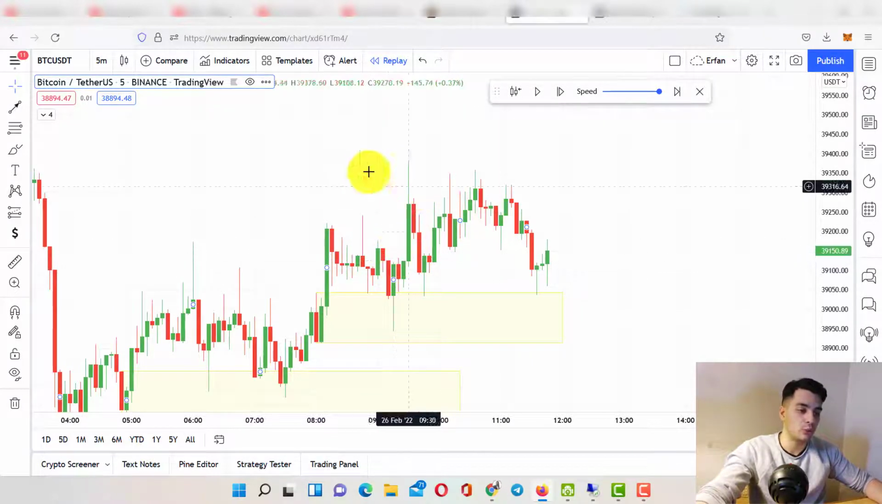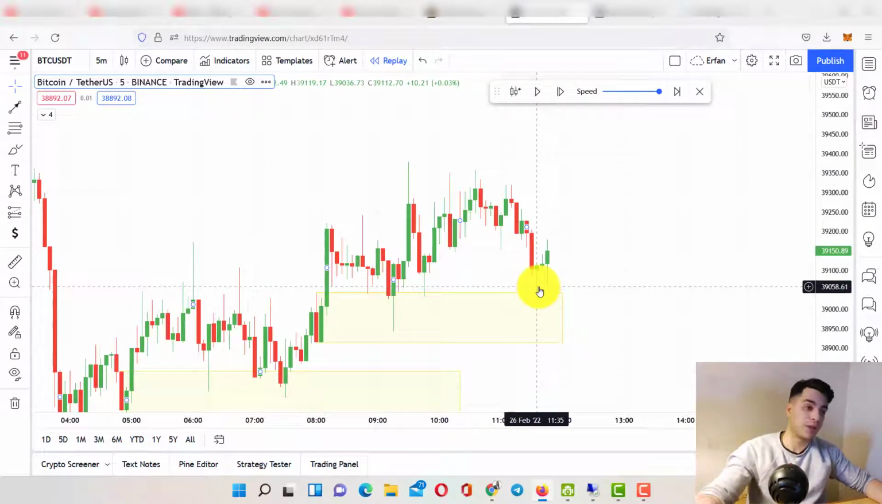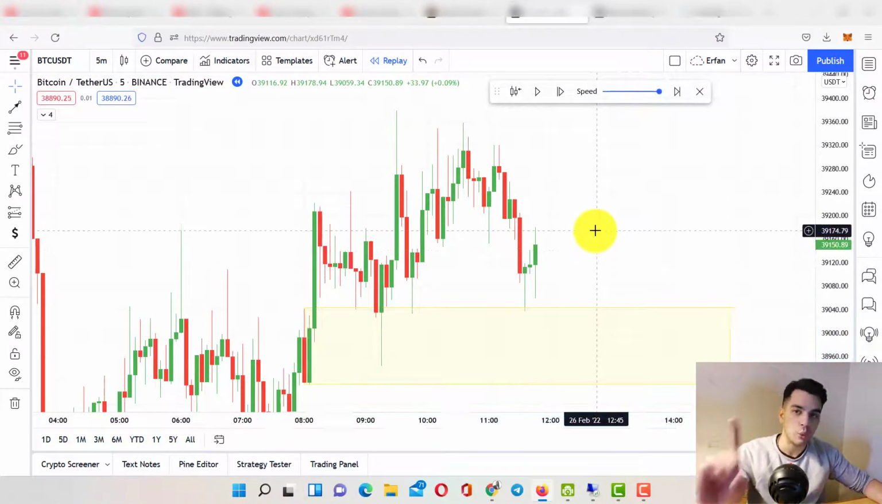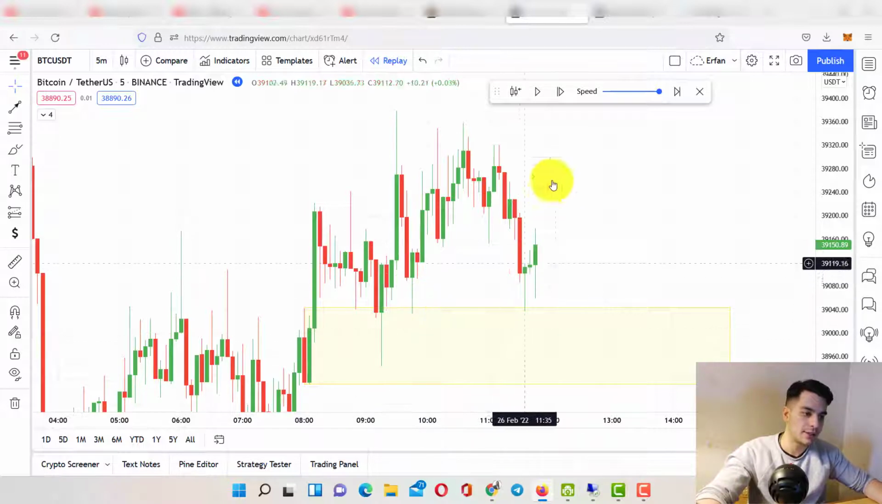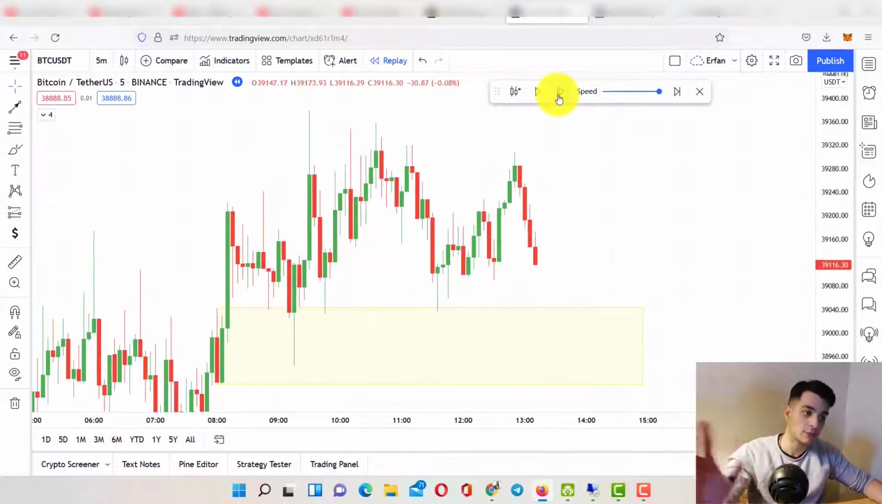Let's say that I took a one-to-one trade from here to here, and then I see that it tapped into this level one more time, and then I enter another trade. No, that's not valid anymore. Each high probability order block is only valid one time. After this it is not valid anymore, and there's a high chance that you get stopped out. Probably not, probably you get stopped out.